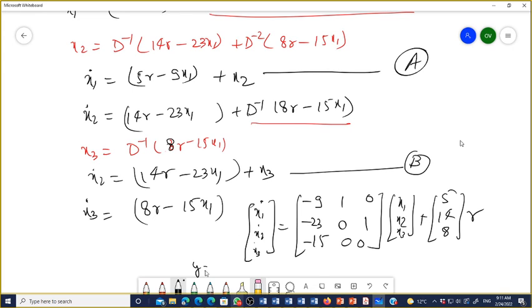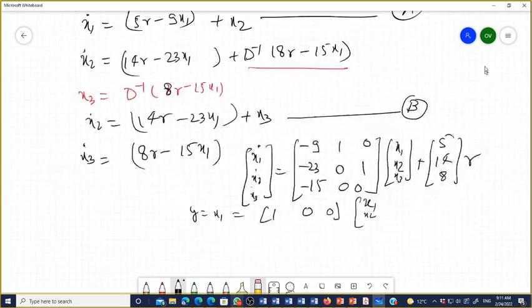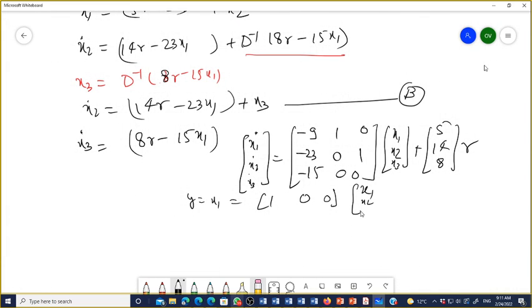And y equals x1, so simply you can write 1, 0, 0 times x1, x2, x3. So this is your state space representation of OCF, and I hope you can draw the signal flow graph with the help of this also. Is it clear? Any doubt?